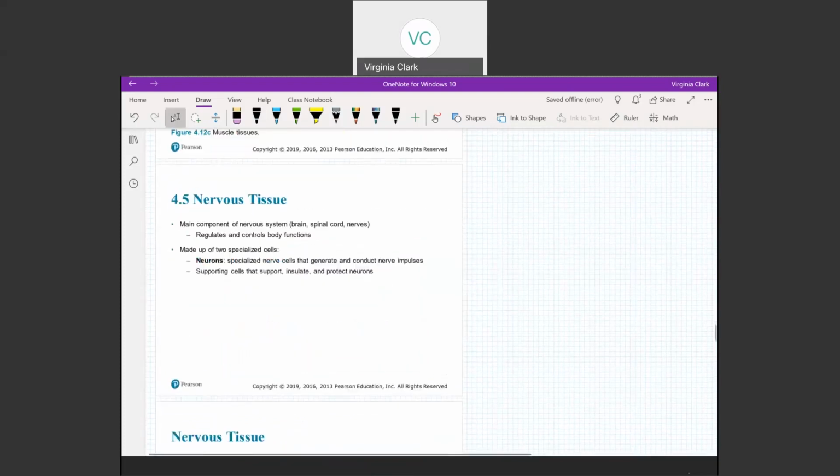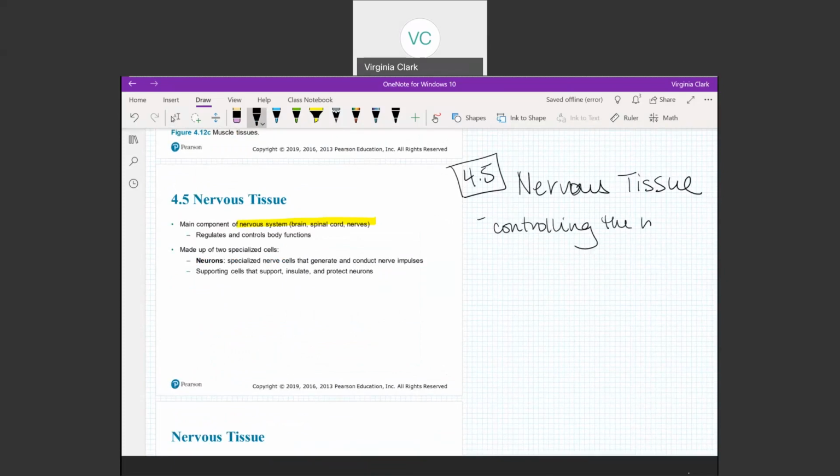Okay, so our next type, again, we're just going to do an overview of this because we're going to talk about this in the latter half of this course, nervous tissue. So these are going to be cells in our nervous system, specifically our brain, our spinal cord, and our nerves. And these are going to be mainly involved with controlling all of the body's functions. So pretty much everything that you think, feel, do, or see, hear, smell, all of those will be involved with our nervous tissue.